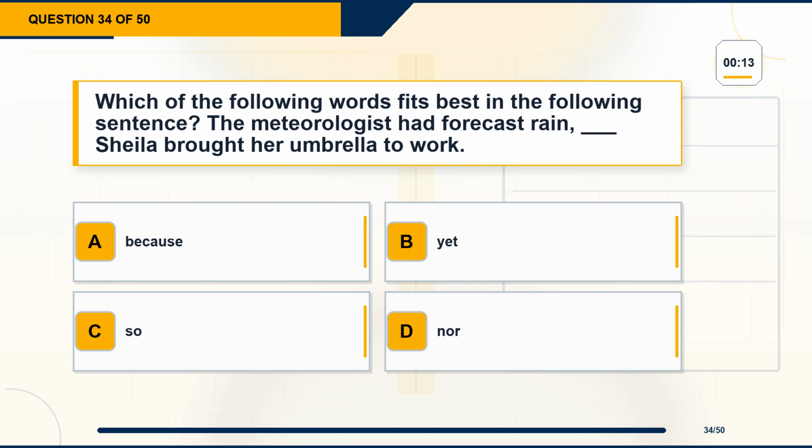Question 34. Which of the following words fits best in the following sentence? The meteorologist had forecast rain. Blank Sheila brought her umbrella to work. Option A, because. Option B, yet. Option C, so. Option D, nor.